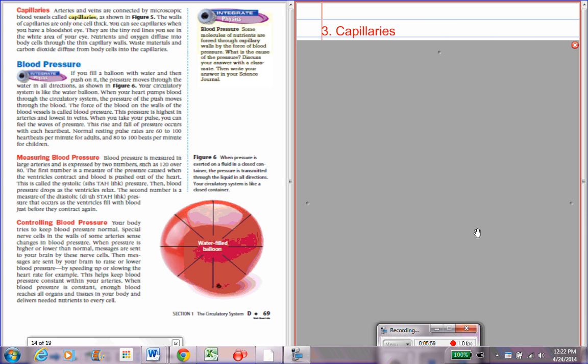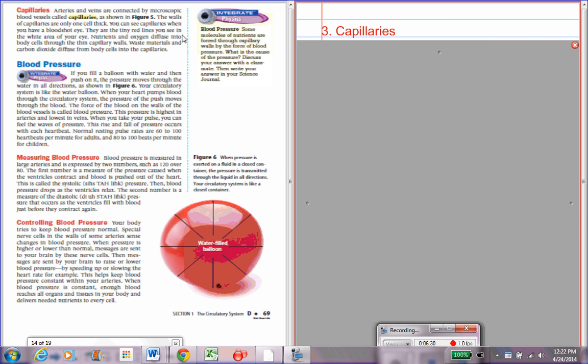All right, great. Capillaries. So we learned today, seventh period hasn't done it yet, but about capillaries. And here we go. Arteries and veins are connected by microscopic blood vessels called capillaries, as shown in figure 5. Here's figure 5. Oh, and the other page. The walls of capillaries are only 1 cell thick. You can see capillaries when you have a bloodshot eye. They are the tiny red lines you see in the white area of your eye.